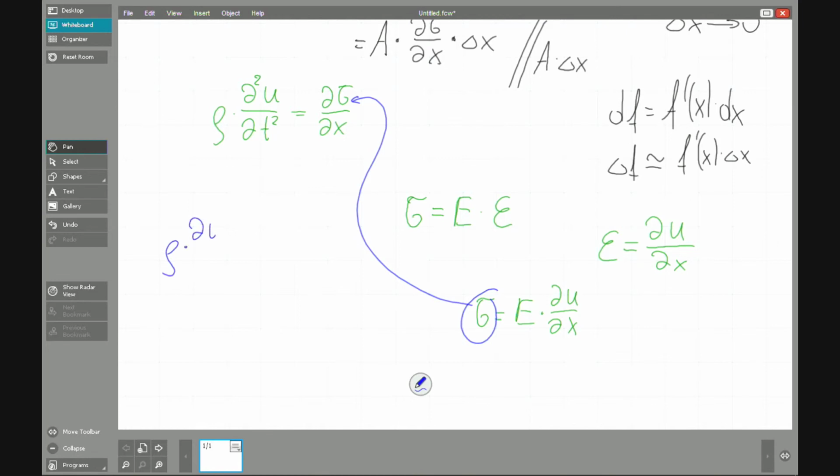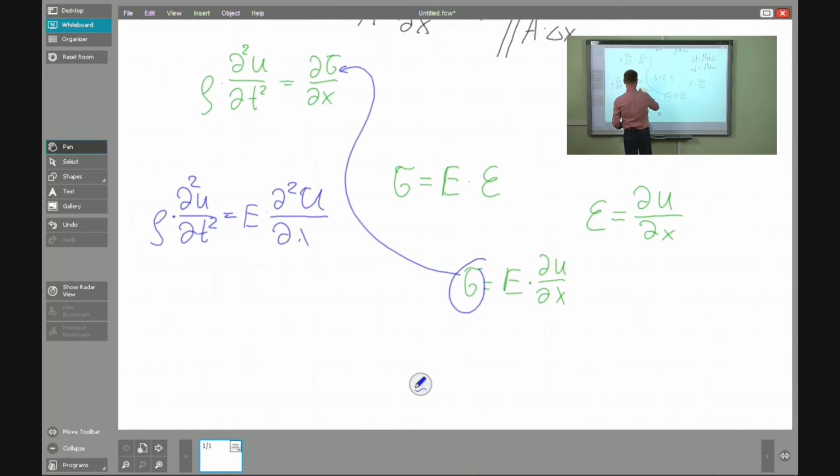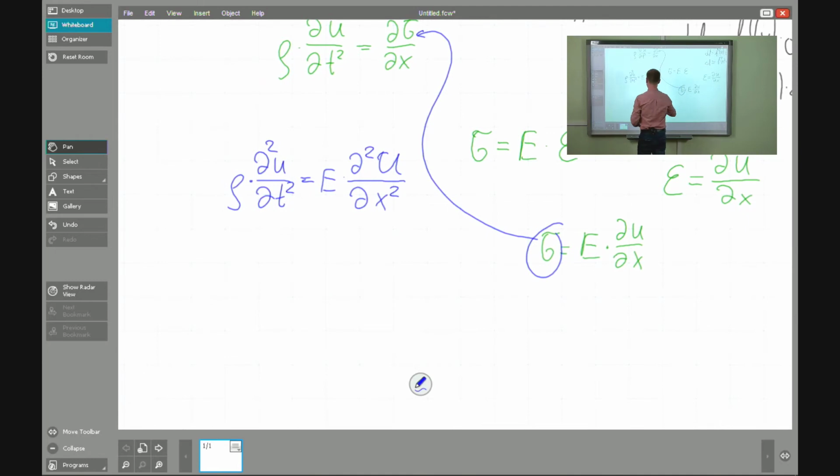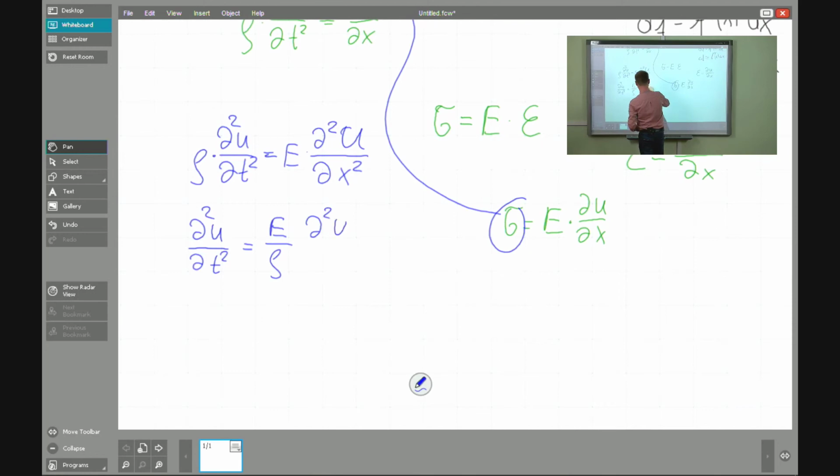We have rho times the second derivative of u with respect to t equals the Young modulus times the second derivative of u, the same dependent variable, over dx squared. As a final result, d squared u over dt squared equals E over rho times d squared u over dx squared.